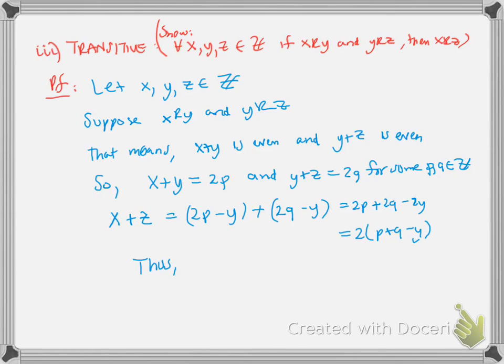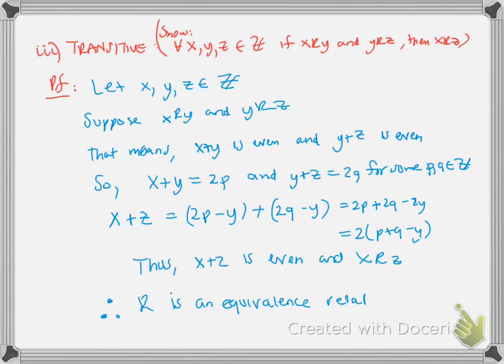And so you would say, well, thus, because we're talking about integers, x plus z is even and x relates z. And now we can put it all together and say, therefore, R is an equivalence relation on Z. We will stop here in the notes.